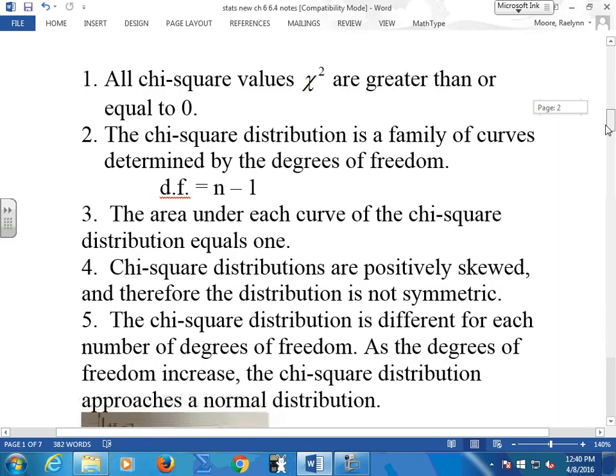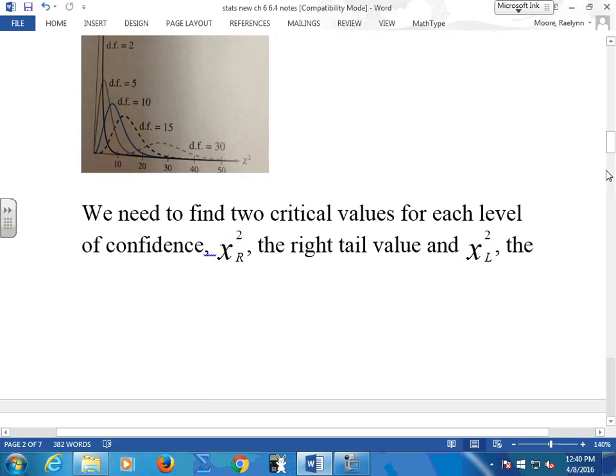So we call this chi-square, and in your curve, it's greater than or equal to 0. All your values are positive from 0 to infinity. You have your family of curves. Underneath the whole curve still equals 1. All of them are skewed to the right. The tail goes to the right. It means the higher end goes like this, to the right, no matter how big the curve goes. You really don't have to know that part, but it helps to get an understanding of what we're doing. It's different for each degrees of freedom, like the other one was with our degrees of freedom.